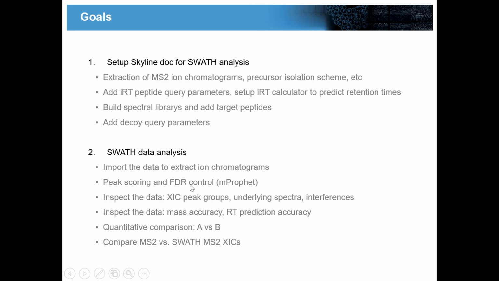We're going to look at peak scoring and FDR control using this kind of mProphet type of algorithm. We're going to look a little bit at the data, hopefully manually. We're going to look at mass accuracy and retention time prediction accuracy, whether this is within what we expect. Do some quantitative comparisons of A versus B using the built-in statistics in Skyline. And then last, we're going to look a little bit at the difference between the MS1 and MS2 extracted ion chromatograms.